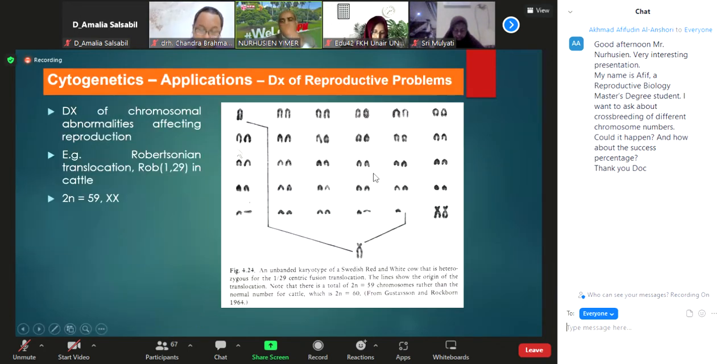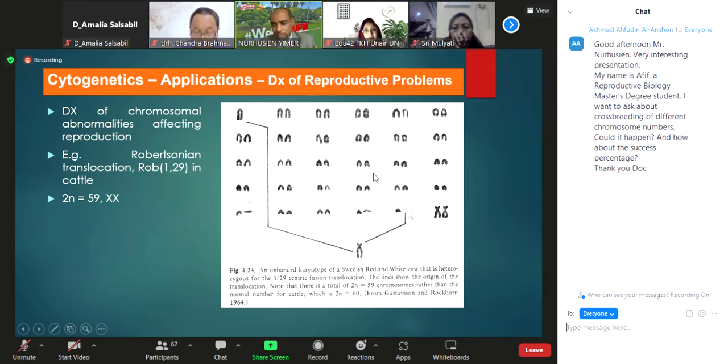And this is another indication, particularly in animals, to diagnose reproductive problems associated with chromosome abnormalities. This is one example, which is known as the translocation. Translocation means that when two chromosomes fuse together. So we have one acrocentric chromosome, the first pair here.